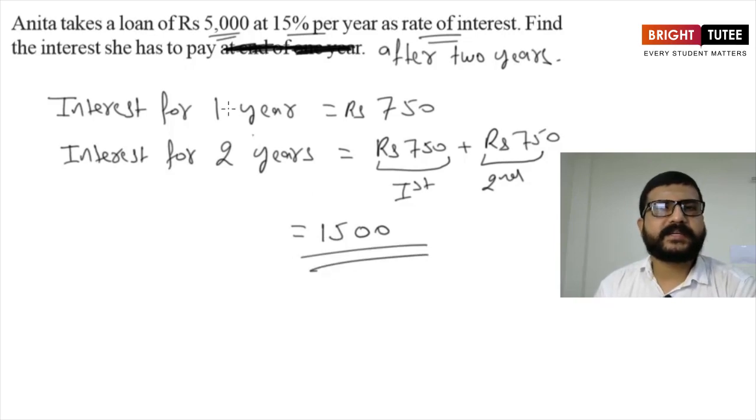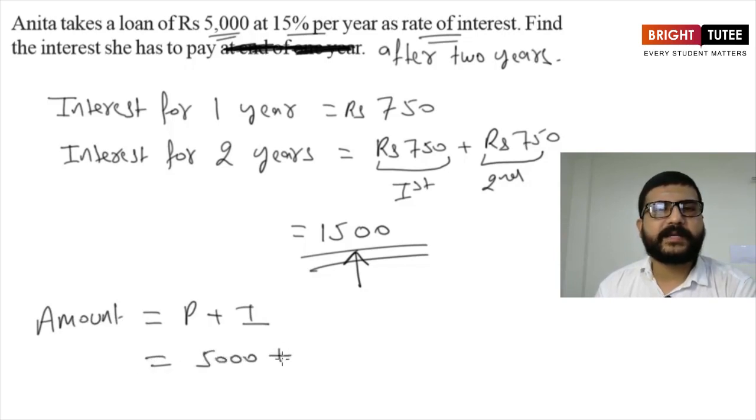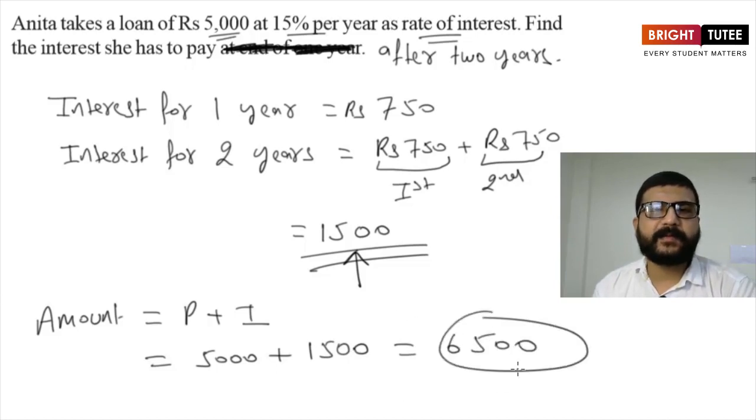So if she is returning the amount after 2 years, then she has to pay interest of rupees 1500. Then what will be the total amount paid? So the total amount paid will be principal plus interest. So this time it will be 5000 plus 1500. Now this is equal to 6500. So this is the amount she has to pay if she is paying after 2 years.